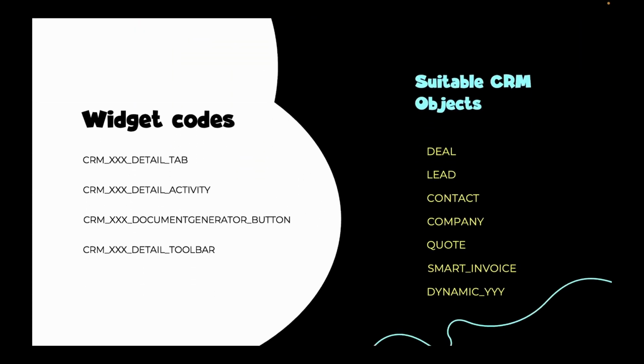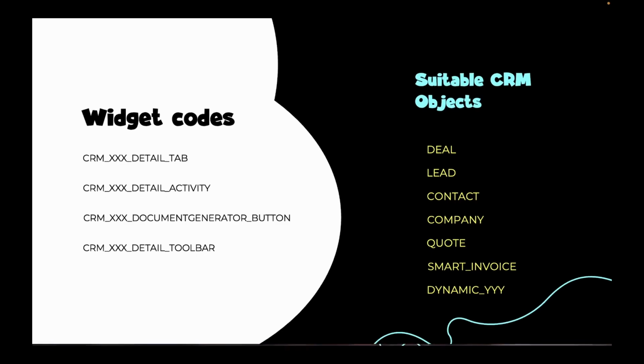The widget locations we have mentioned work the same way across all CRM detail pages in Bitrix24. The 4 codes for the widgets you see can be adapted for other CRM object types. By replacing XXX in the location code with specific CRM object type, such as lead, contact, or even dynamic YYY for smart processes, you can seamlessly integrate your widgets into the desired UI locations.